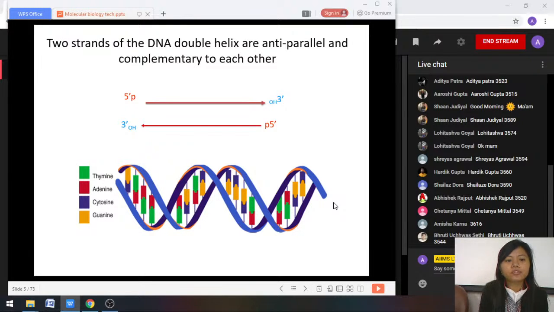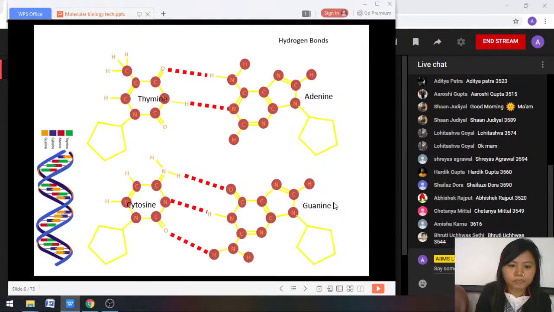We know that the DNA structure is a double helix structure. The 2 strands are antiparallel and they are complementary to each other. One runs 5' to 3', the other completely opposite to it. The A, T, C, G are bound to each other.